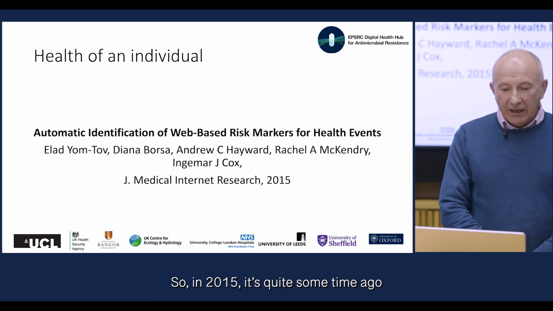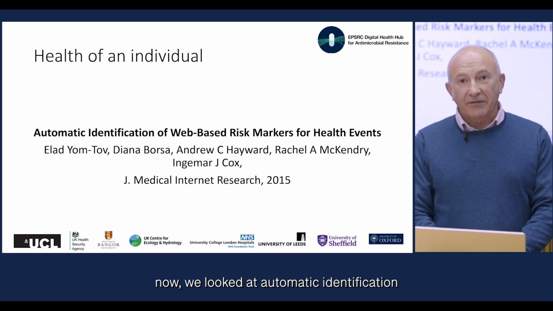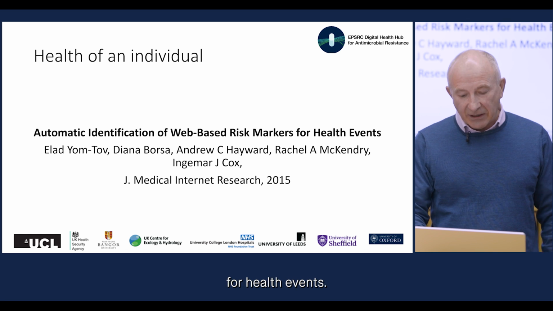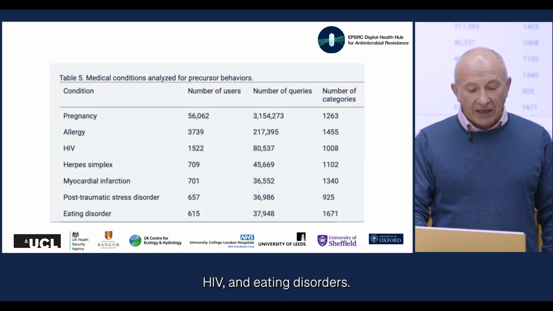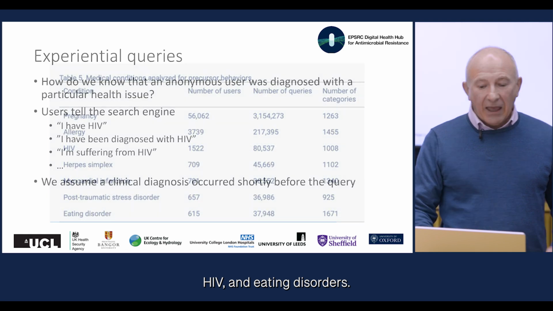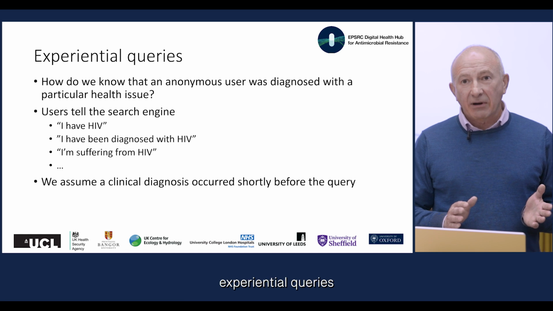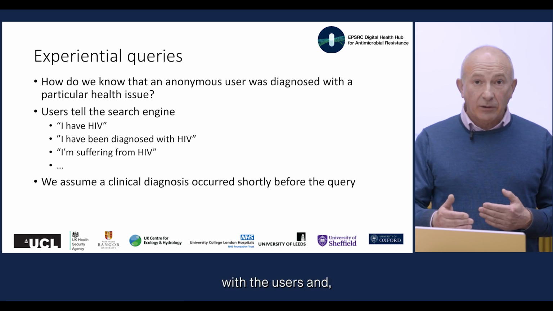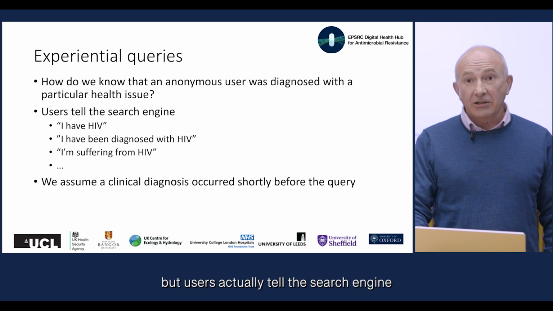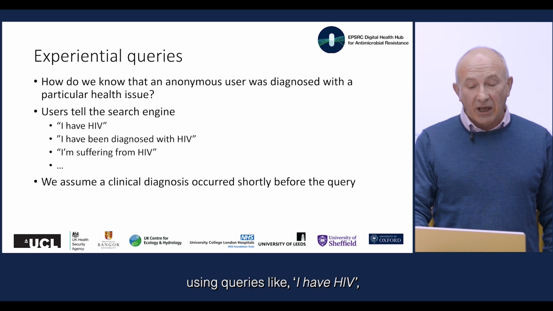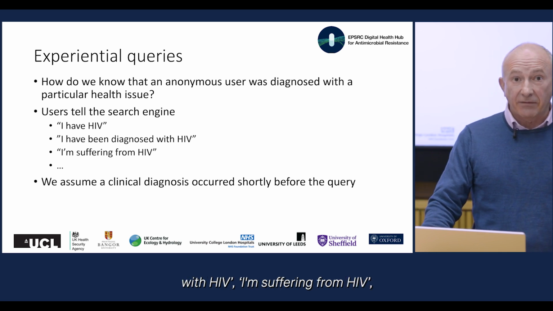So in 2015, quite some time ago now, we looked at automatic identification of web-based risk markers for health events. We did this for a series of conditions, including pregnancy, allergy, HIV, and eating disorders. How did we know people were sick? Well, we relied on what's called experiential queries, because we had no contact with the users, and of course they were anonymous to us. But users actually tell the search engine using queries like, I have HIV, I've just been diagnosed with HIV, I'm suffering from HIV.